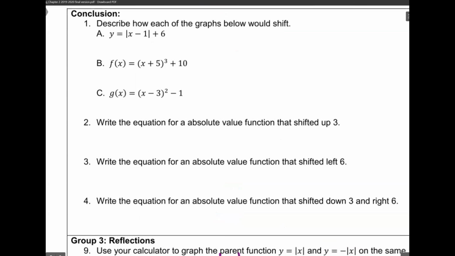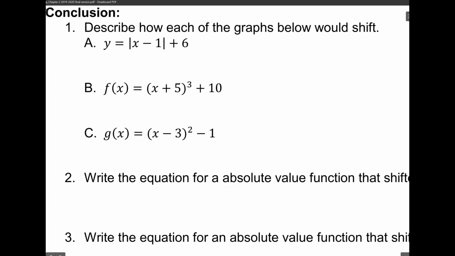Okay, so let's continue. Talia, what about 1? How is this moving? How is this shifting? To the right. Yep, to the right by 1. And also, what is the plus 6 doing? Up by 6. As long as we're grooving with it, let's just continue down the row. Dylan Benson, what about B?